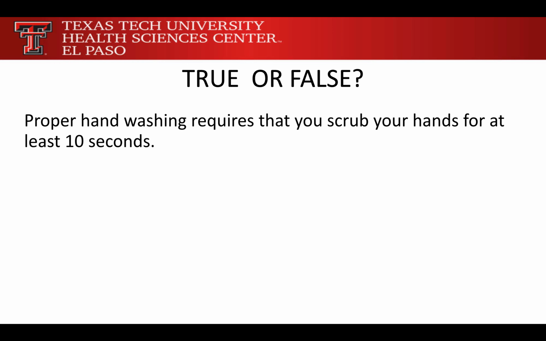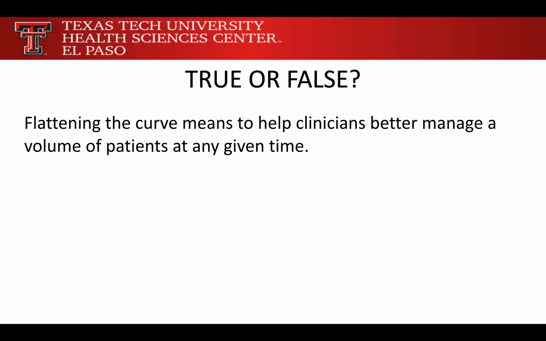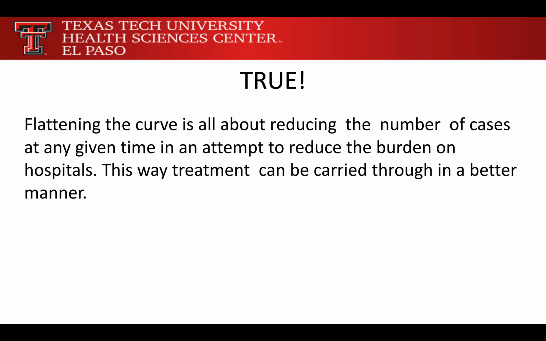True or false? Proper hand washing requires you scrub your hands for at least 10 seconds. We know this is false. You need to wash your hands for at least 20 seconds with soap and water. Flattening the curve means to help clinicians better manage a volume of patients at any given time. This is true. Flattening the curve is all about reducing the number of cases at a given time to reduce the burden on hospitals. This way, the healthcare providers can more effectively treat their patients.